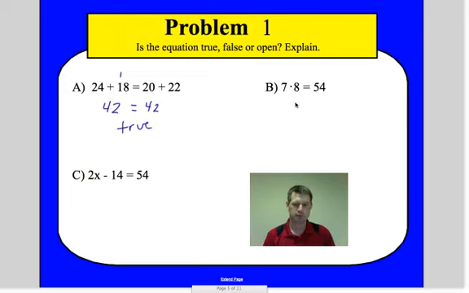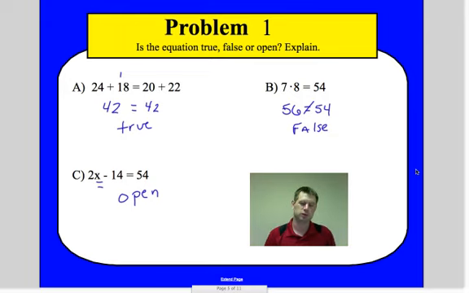Let's look at part B. Part B, we take 7 times 8. That's 56, and does that equal 54? No, so that would be false because it does not equal. And then 2x minus 14 equals 54. Well, there's an x there, so that's a dead giveaway. This is open. Really we don't know whether it's true because we can't combine the like terms. There are no like terms there.